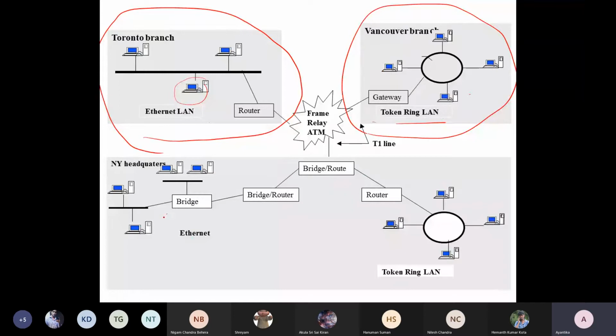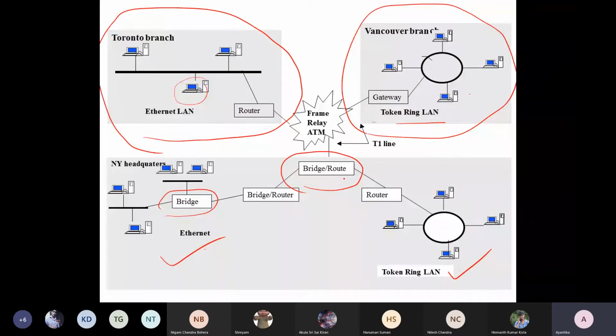This is connected by a bridge. We will talk about how this bridge and all these are different. This is a separate connecting mechanism. And these two, the Ethernet-based and token ring-based networks, are again connected by a separate router.